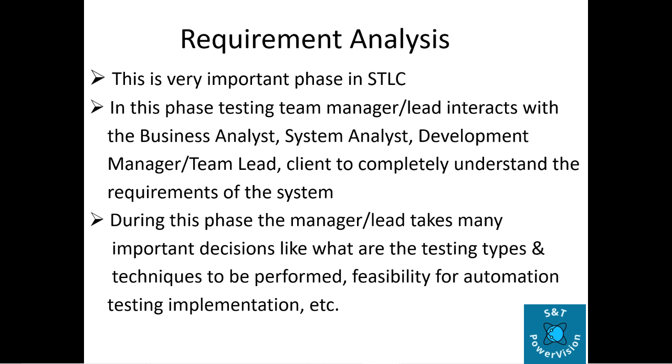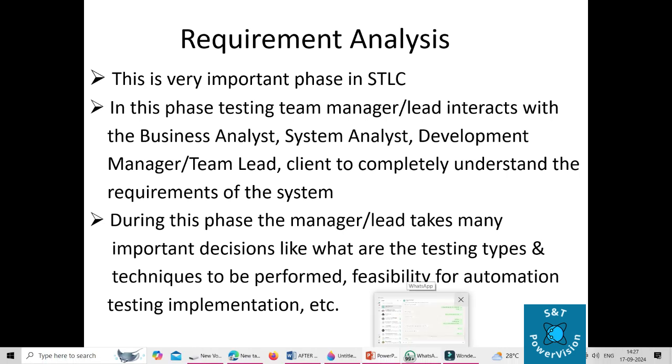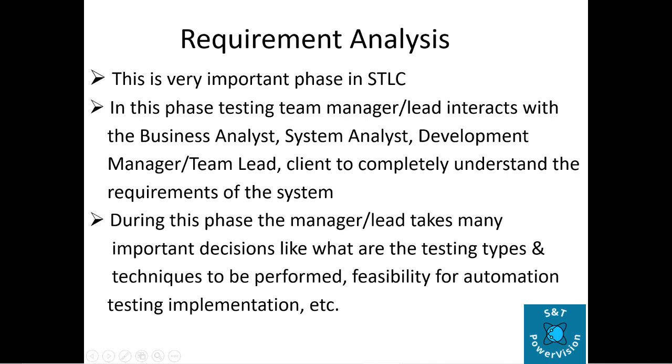So what do we do in this activity? Basically, all the stakeholders, like the testing team, manager, lead, business, or whoever has an interest in the project, sit together and completely understand what the requirement of the system is, and what the roles and responsibilities of each stakeholder are. We discuss all those things. During this phase, the manager and lead take many important decisions, like what testing types and techniques are to be performed, and the feasibility of automation testing and implementation. They also discuss the different kinds of interfaces, the stakeholders, and their roles and responsibilities in this phase.